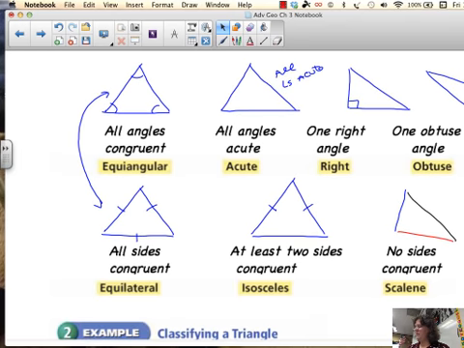So we can actually combine them. We could have a scalene obtuse triangle. We could have a right isosceles triangle. So it doesn't have to be one of these. You can do a combination of them.